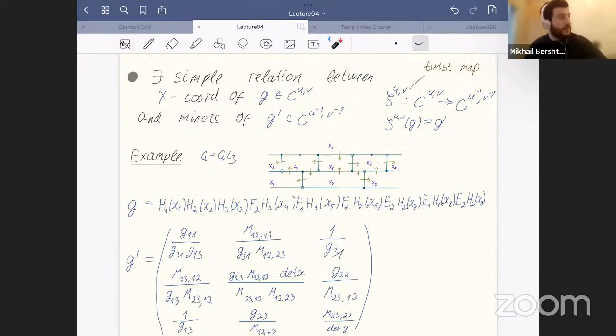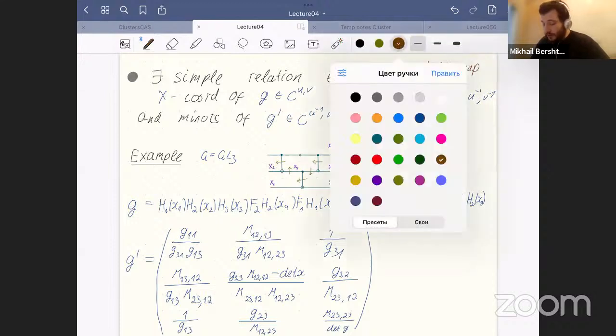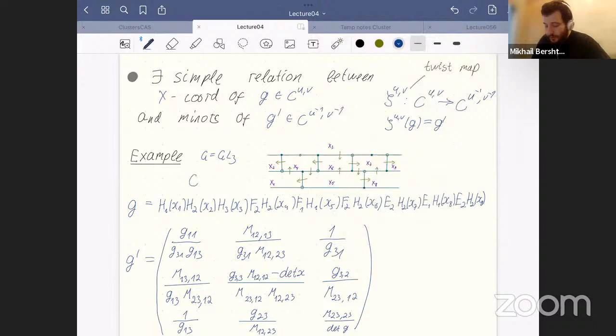I want to understand this story better, but anyway, let me give you an example, which will correspond to GL3. As a cell, I take the open cell inside GL3, so it will be the cell which corresponds to W0, W0. I take a reduced decomposition of W0. So first, such things which correspond to s bar.